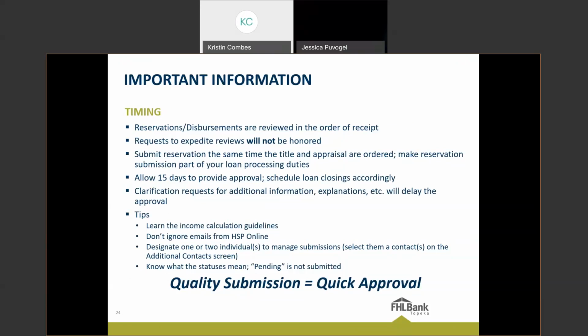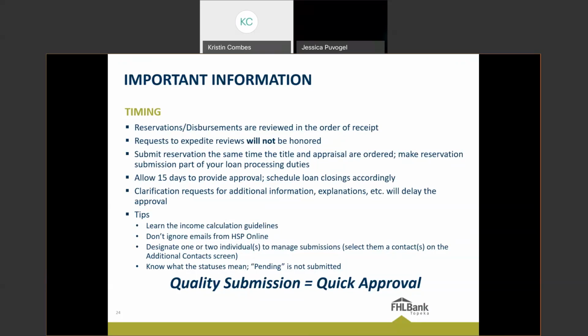Submit the reservation as part of your loan processing responsibilities. Appraisers and title companies are given time to provide their services. The same timing should be allowed for HSP reservations. We ask that you allow 15 days for us to approve your reservation and schedule your loan closings accordingly.